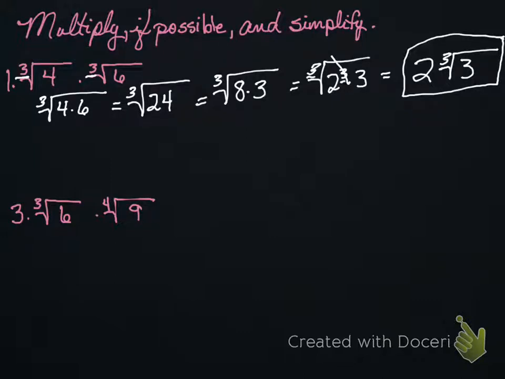Now we look at number 3. We have the cube root of 6 times the 4th root of 9. Again, we have to have the same number in our index to be able to multiply. 3 and 4 are not the same index numbers, so this is not possible.